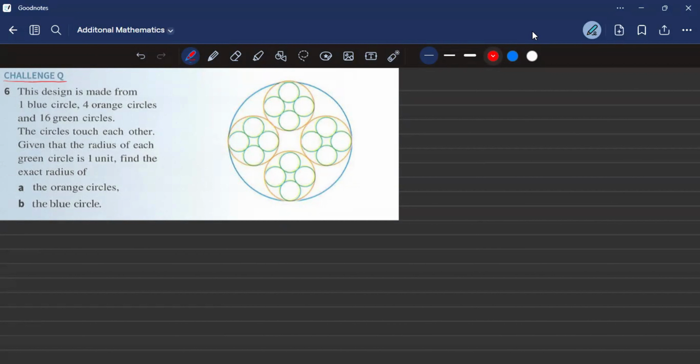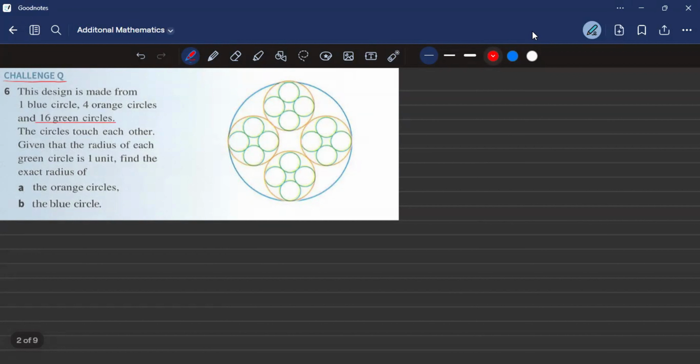So what they've told us is this design is made from one blue ball. So we can see that this is one blue ball, one blue circle actually, four orange circles. So there are four circles inside this one blue circle, and in each of these four orange circles, there are four green circles. So a total of 16 green circles. Okay.